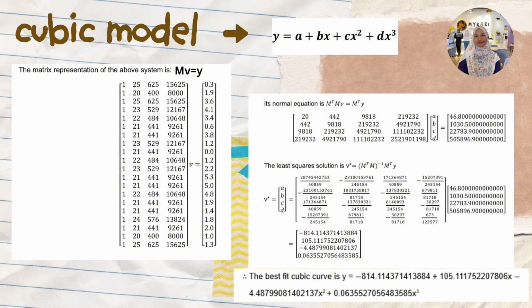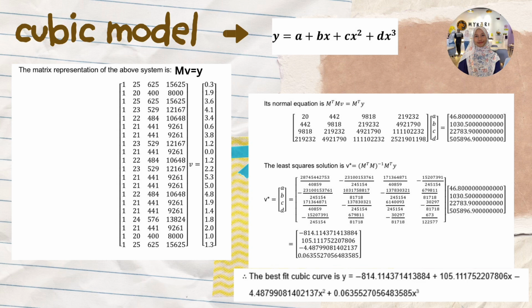Next, we move to the normal equation, which is M transpose times M times V equals M transpose times Y. So we will solve for V to find the least square solution, which we will get using the formula M transpose M inverse times M transpose Y.